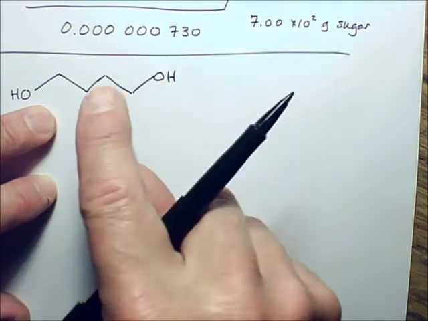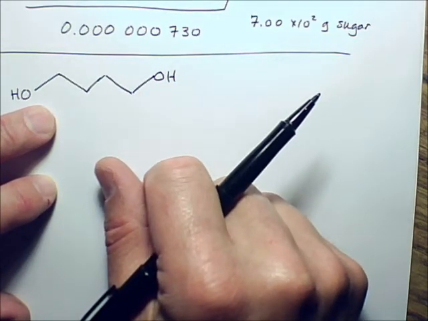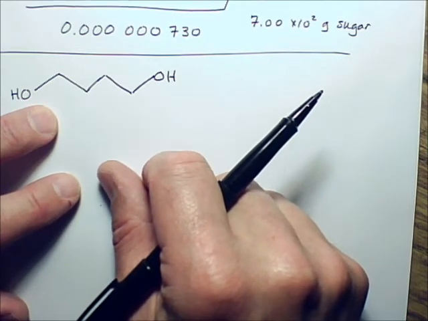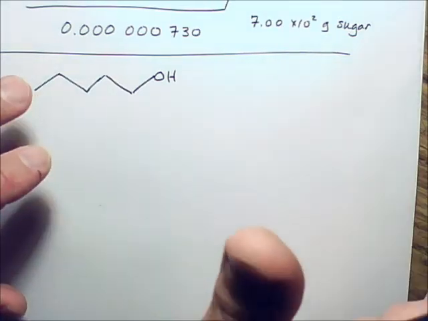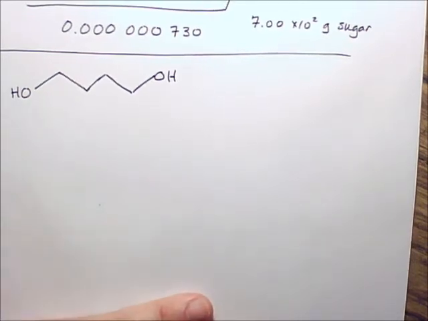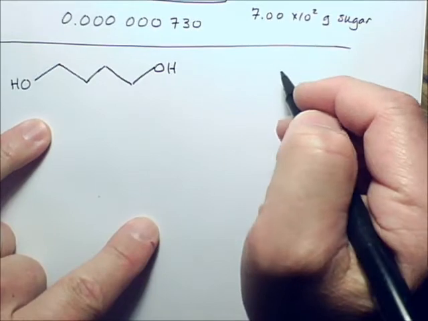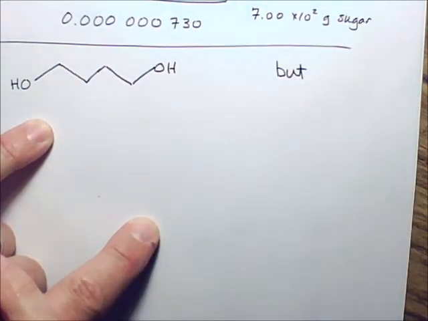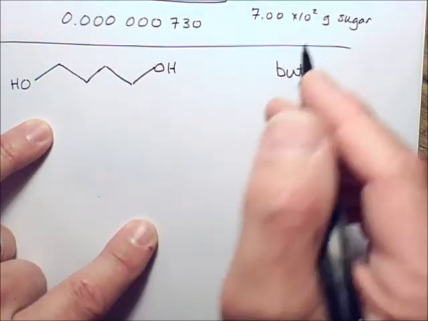Organic naming rules. Meth, eth, prop, but, pent, hex, hept, oct, non, dec. So this is bute. All right. So the suffix for all single bonds is what? Ane.